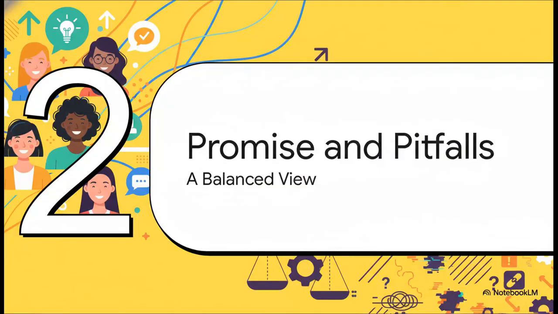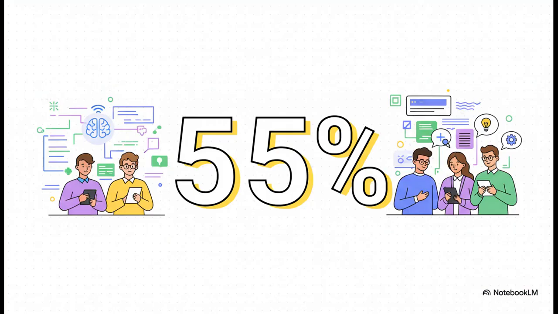Now, it is really easy to get swept up in the excitement, but we need to be realistic. Like any powerful new tool, vibe coding has amazing potential, but it also has some pitfalls we absolutely need to be aware of. Let's start with the promise, because this number is just wild. Research shows that professional developers, actual coders, complete their tasks 55% faster using these AI tools. 55%. For educators, that kind of efficiency is an absolute game changer.